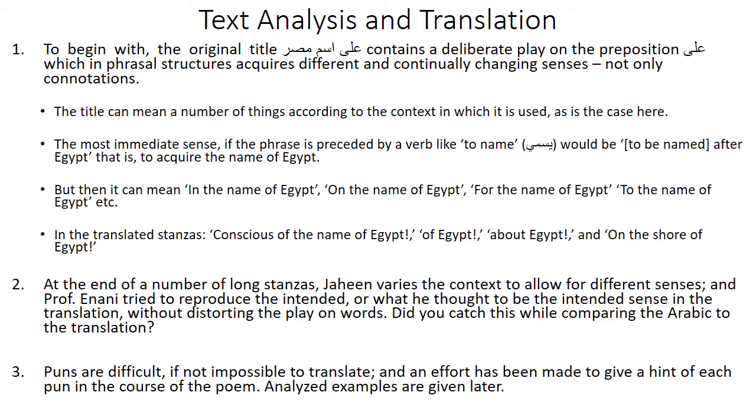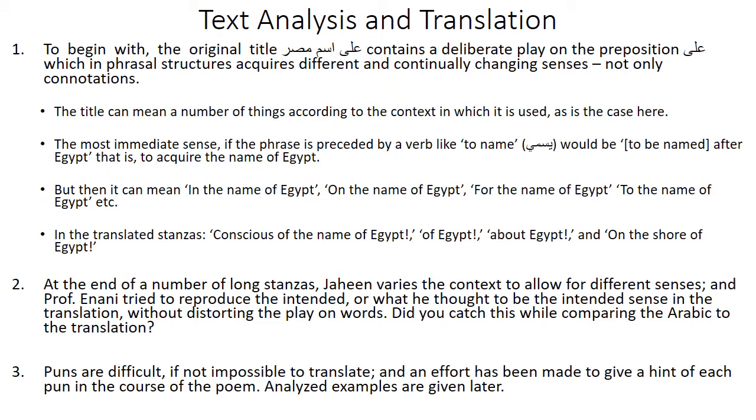How will I know that in the first stanza, for example, على refers to the name of Egypt, conscious of the name of Egypt? In the second stanza, of Egypt. The third, about Egypt. The fourth, look, on the shore of Egypt. How will I know all this? From reading the context, understanding it, I will recognize the play on the preposition على that our uncle Gaheen is doing. Therefore I will have to reflect this meaning in my translation.